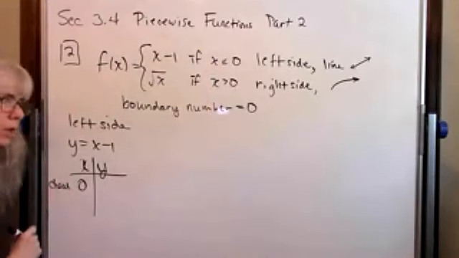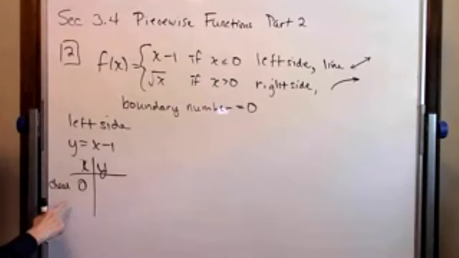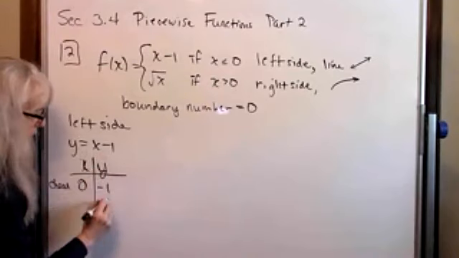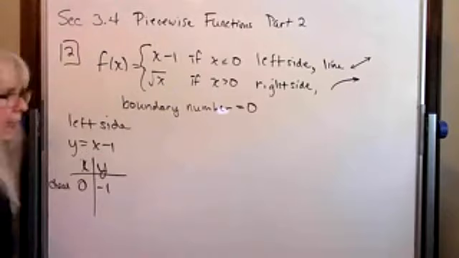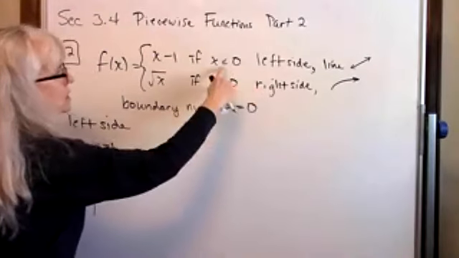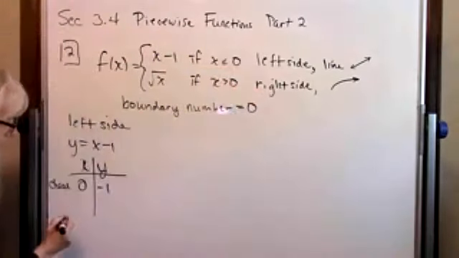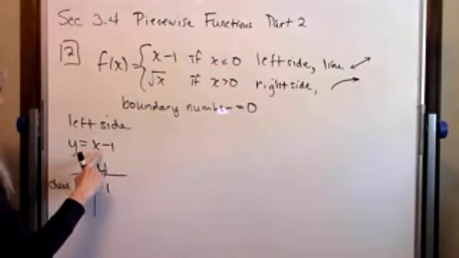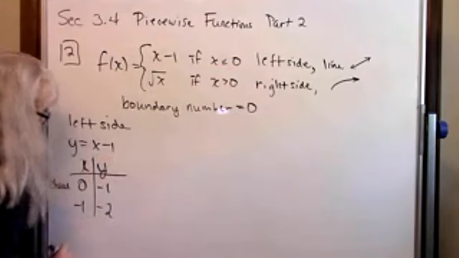And just kind of follow along. You'll see why when we're all done. So when we plug in 0, 0 minus 1 is negative 1. Well, now I need another point. And because it's the left side, I need to go to the left of 0. So I'm going to plug in negative 1. So that would be negative 1 minus 1, which is negative 2.